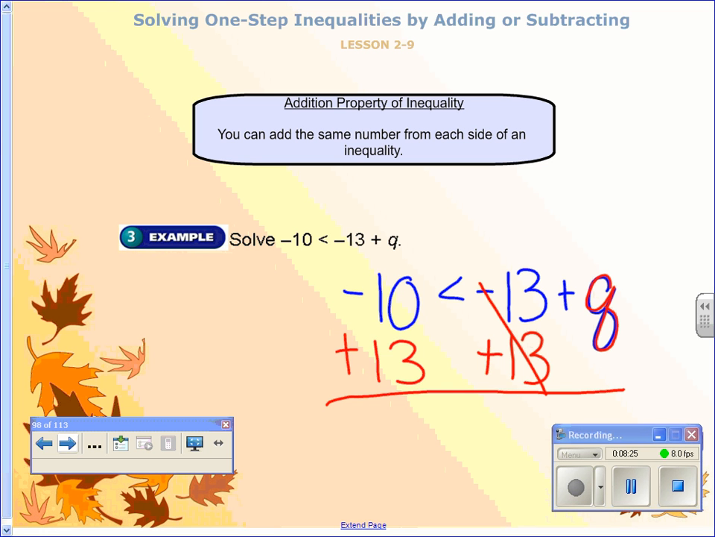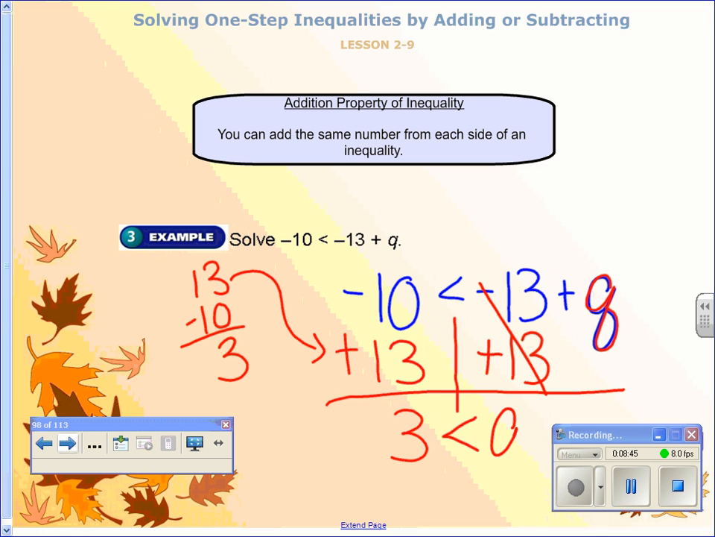So now I have negative 10 plus 13. Well, again, my signs are different, so I need to subtract them. So I take the bigger number, subtract the smaller. 13 minus 10 is 3. And let's see, 13 is a bigger number, and in this problem it was positive. So this must be a positive 3. I'm going to carry down the sign, and then I have the variable q.